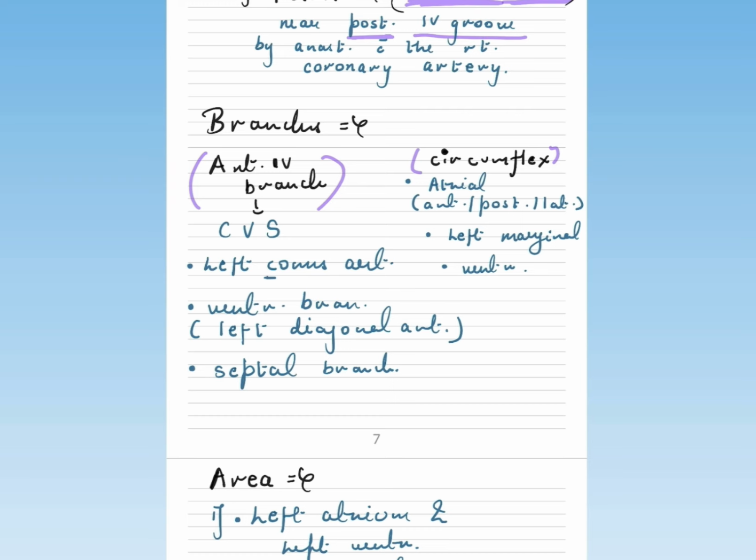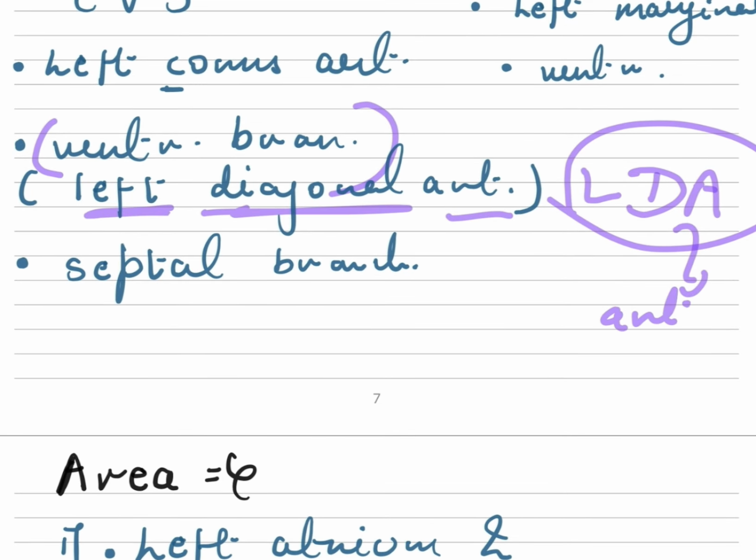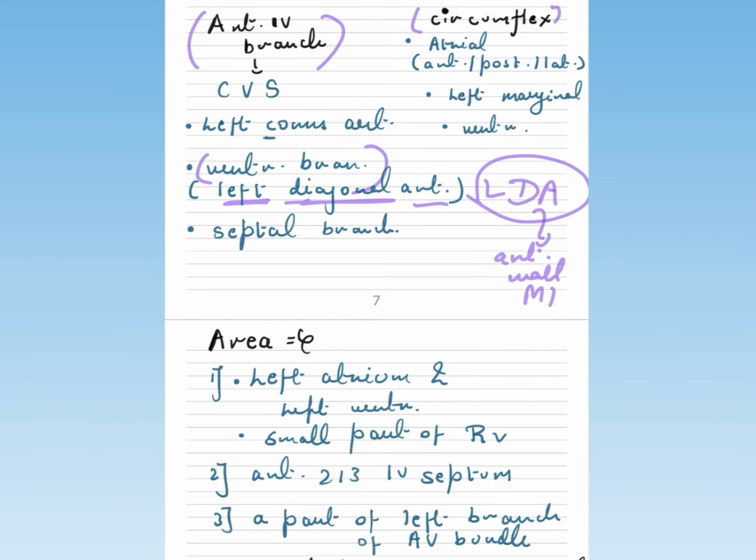So the branches of the anterior interventricular artery are the ventricular branches, then the septal branches. Then the ventricular branches, the left ventricular branch can also be known as the left diagonal artery, LDA. And this is a very important artery because during myocardial infarction, the LDA is the most common vessel to get blocked and it supplies a major portion of the heart. So if this gets blocked, then it leads to anterior wall MI. Then there is the septal branch.